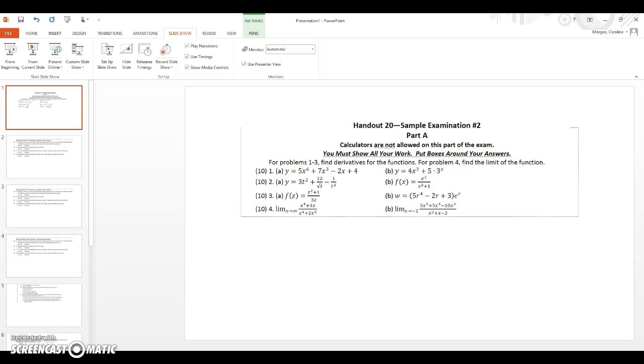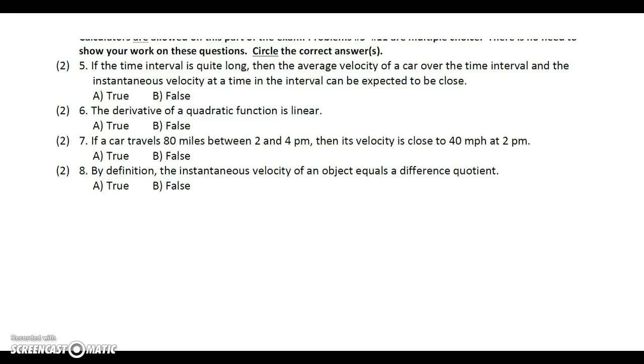Okay, here we've already been through 1 through 4. So I have to go from the beginning. Let's go here. Number 5 says, if the time interval is quite long, then the average velocity of a car over the time interval and the instantaneous velocity at a time in the interval can be expected to be close.